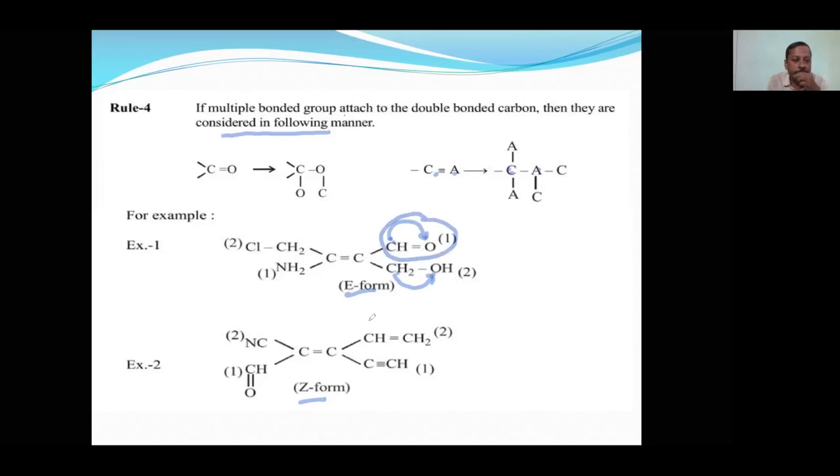Okay, and in the same way here, there is no problem. Atomic numbers 7 and 6, so this will be the higher priority. Higher priority on the opposite side, therefore it will be the E form.